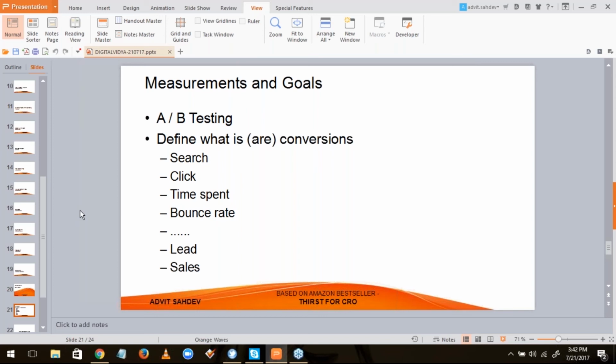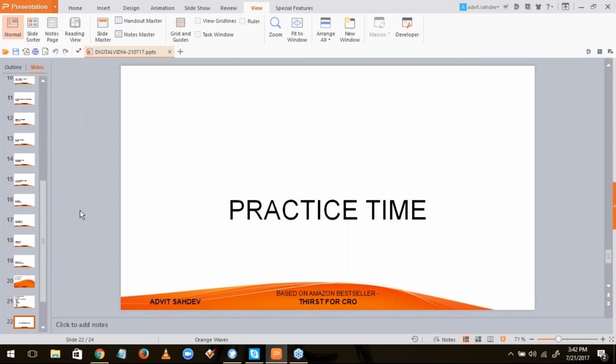But what you have to know is what is your goal, what is your conversion. Now a conversion can be anything. It can be, for example, a search on the page. You want a user to search on the landing page for a specific term. You want a user to click somewhere. You want to measure the time spent by the visitors on the page. You want to measure the bounce rate, and so on and so forth. And then the ones that are related to business are lead and sales, because that is what matters the most to the business. So that is all I had in terms of presentation.